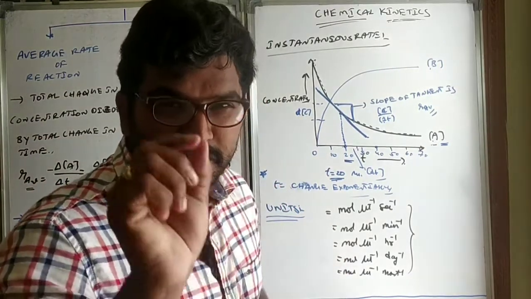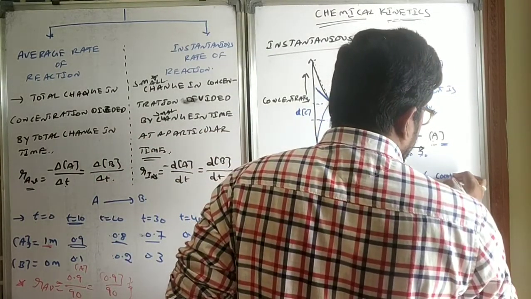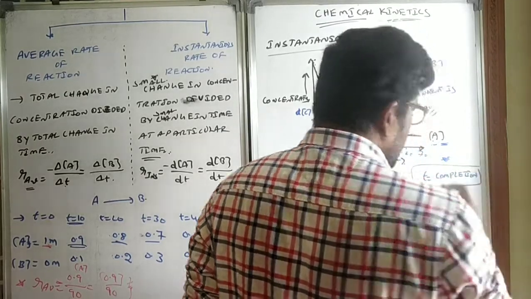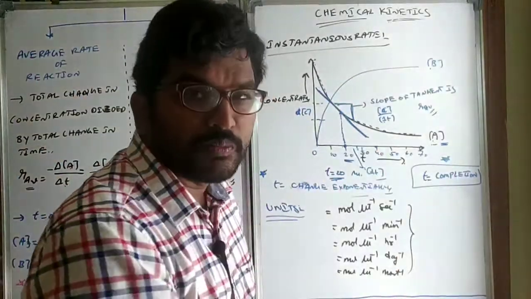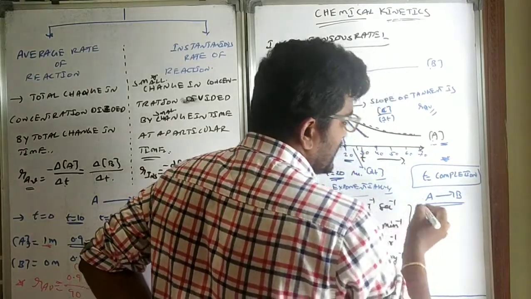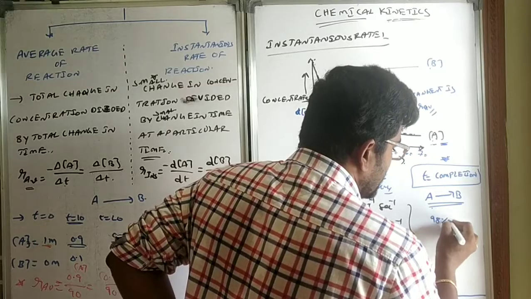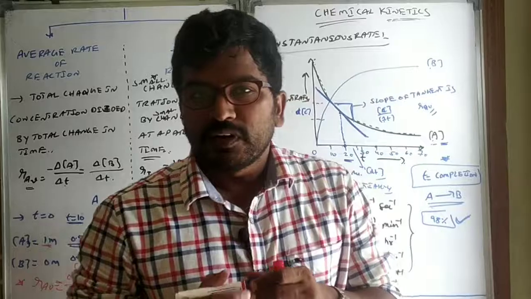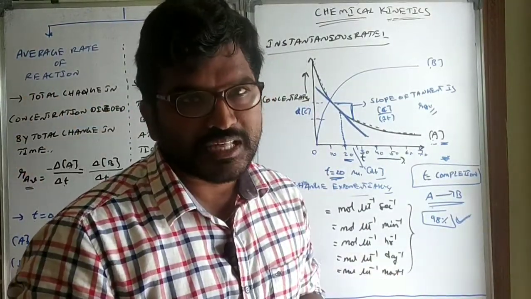Now this is a very, very important point. How much time is taken for completion of a reaction? Sir, is it possible to go to completion of 100% of any reaction? It is not possible. Remember this carefully. Whenever there is a reaction, A gives B. If the reaction completes by 98%, then we say the reaction went to completion. For any reaction, 100% completion is not possible.